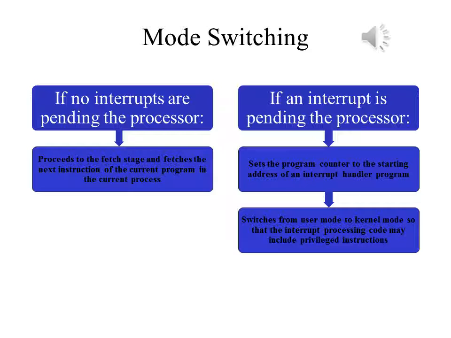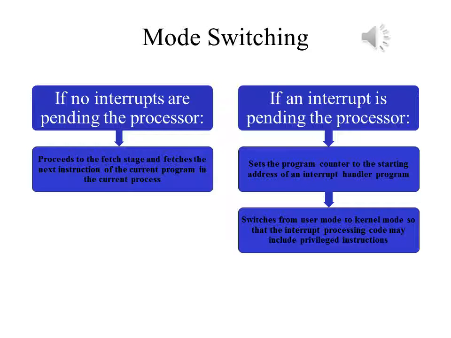In Lecture 1, we discussed the inclusion of an interrupt stage as part of the instruction cycle. Recall that in the interrupt stage, the processor checks to see if any interrupts are pending, indicated by the presence of an interrupt signal. If no interrupts are pending, the processor proceeds to the fetch stage and fetches the next instruction of the current program in the current process. If an interrupt is pending, the processor does the following.